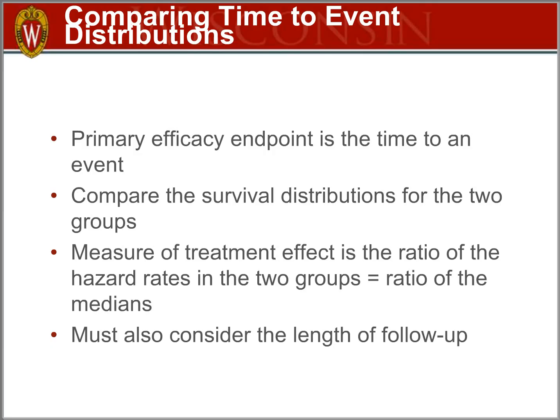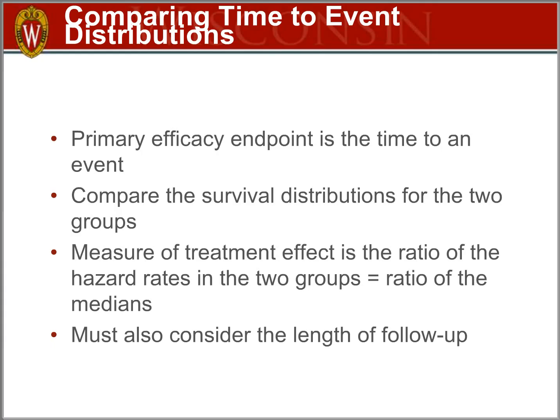Now, a third very common outcome is something called time to event. The primary outcome that you're going to use to assess your treatment is time to some failure, such as death, hospitalization, clinical events such as a stroke or a heart attack. And what you want to compare in this study is the distributions, or the survival distributions for the two groups. There are various measures one can use. One is what we call the hazard rate in the two groups, or it's similar to the ratio of the median survival time. We also have to keep in mind the length of follow-up in this study.